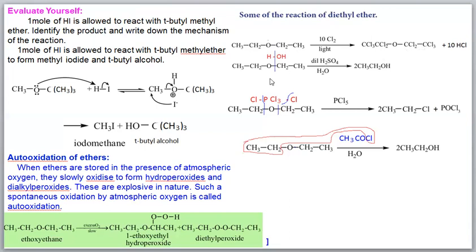Then diethyl ether reacts with dilute sulfuric acid. Now what will happen? One water will join here. The alkyl carbon-oxygen bond is cleaved. Water splits into H and OH. This hydrogen goes along with the oxygen, and on the other side OH will go. So on both sides we get the same product, alcohol. This is ethanol, and this is also ethanol. 2 molecules of ethanol we will get.